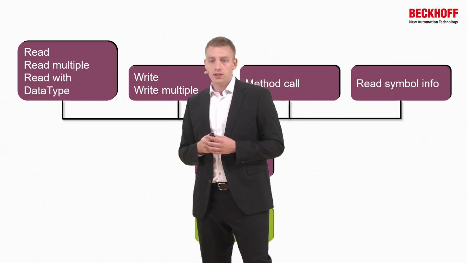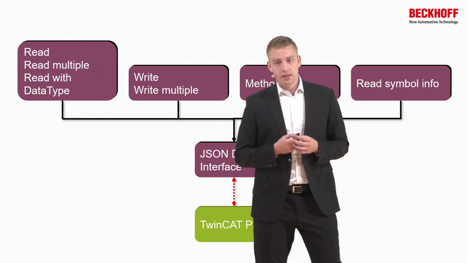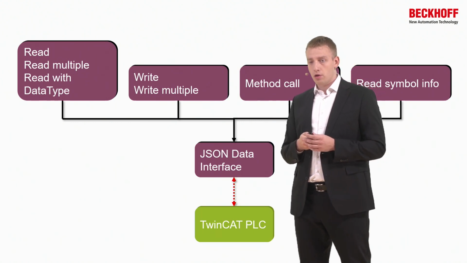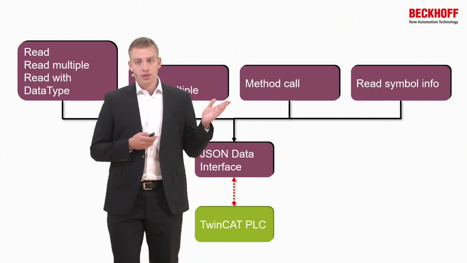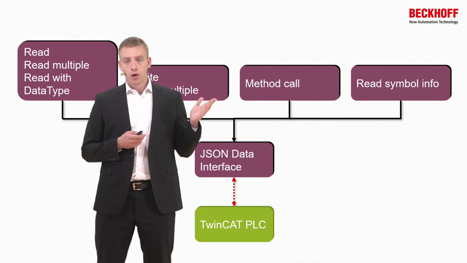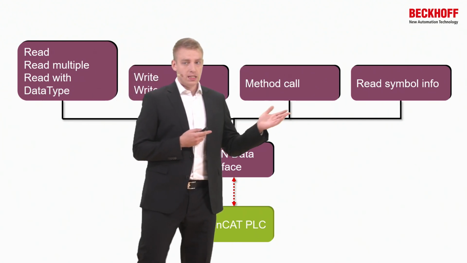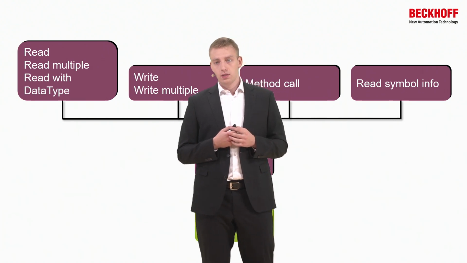We can read variables also with the data type. We can write multiple variables. We can also do method calls, RPC method calls with input and output parameters. And last but not least, we can also read out the complete TwinCAT symbol info.